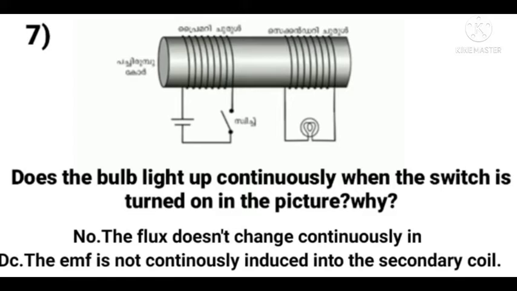Does the bulb light up continuously when the switch is turned on in the picture? Why? The bulb is not glowing. The flux doesn't change continuously in DC. Here a DC generator, a battery, is used. So here the magnetic flux does not change continuously. The EMF is not continuously induced in the secondary coil. So the bulb does not light up.